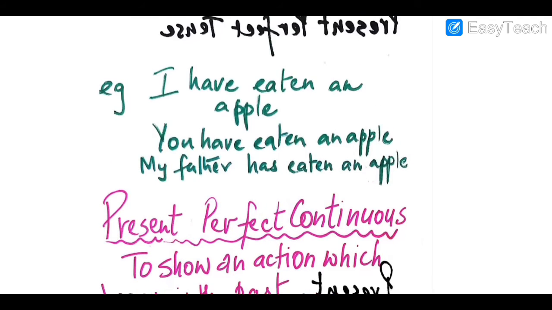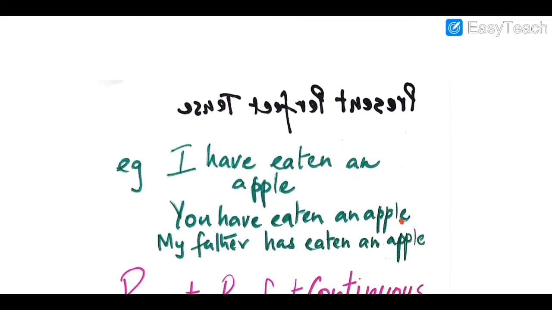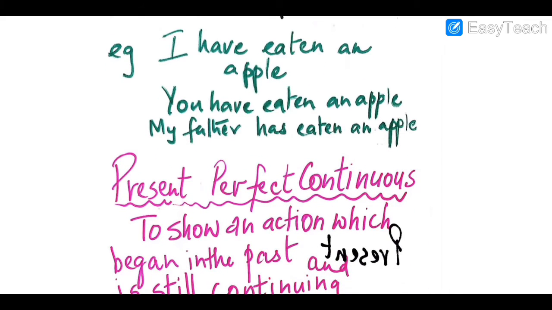For example, I have eaten an apple, you have eaten an apple. Now even if I use a noun, or the noun comes with a pronoun, still you will have has. So my father has eaten an apple.